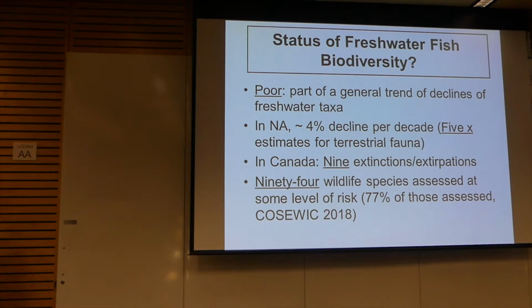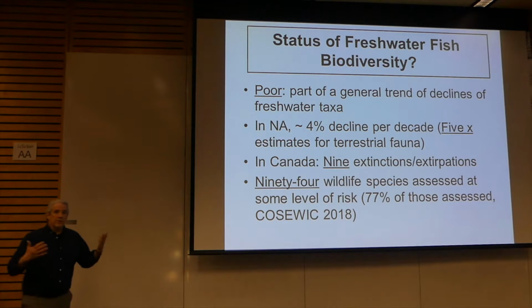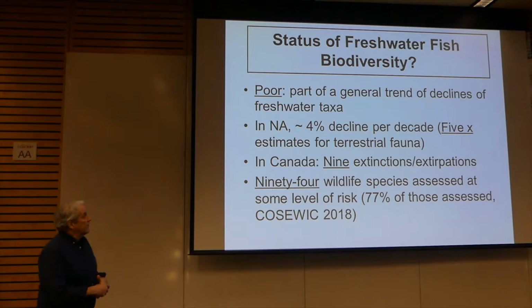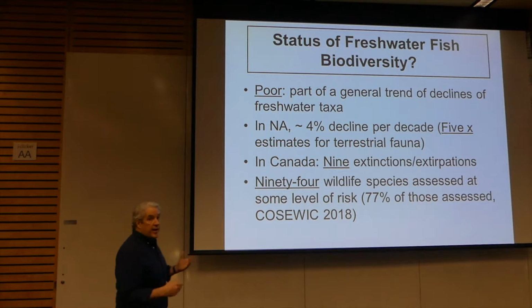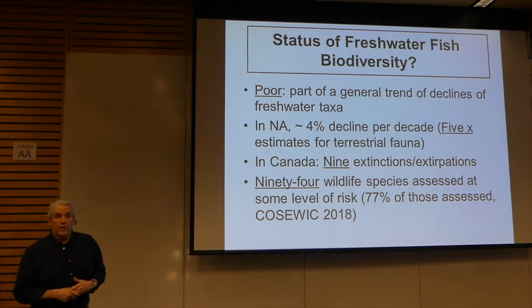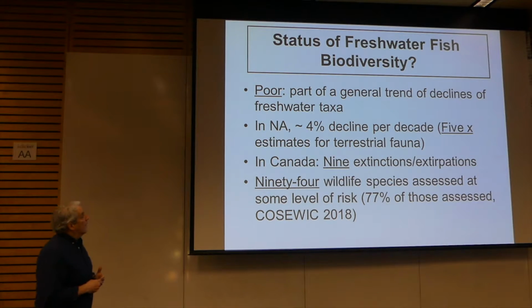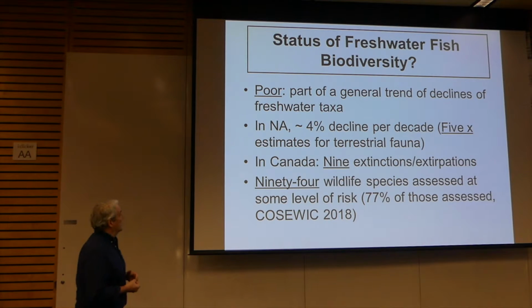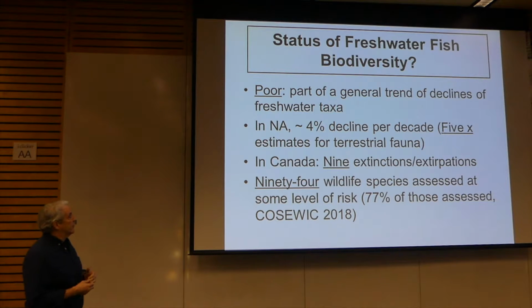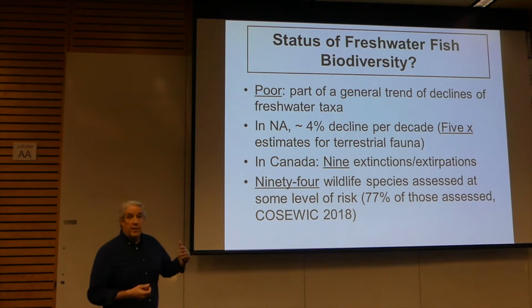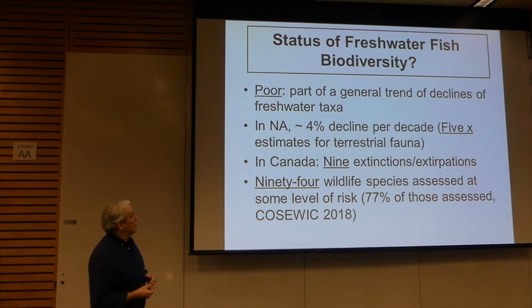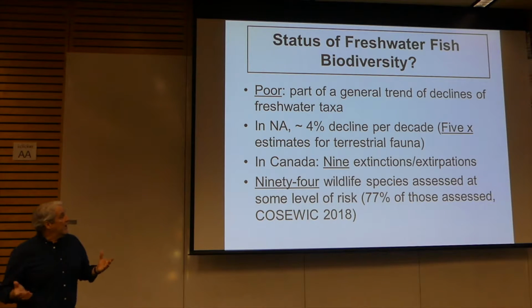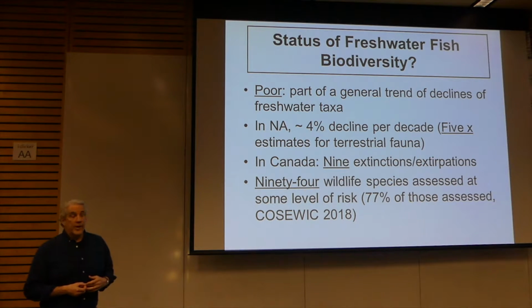Okay, so let's move to the next part. We've got some handle on the diversity of freshwater fishes and what the Canadian situation looks like, and now I want to look at the state of freshwater fishes, or conservation state. Generally, the status can be classified as poor. And this is part of a general trend of declines in numerous freshwater taxa. In North America, it's been estimated we're losing about 4% of named or accessible units per decade, which has been suggested to be 5 times higher than for terrestrial taxa.